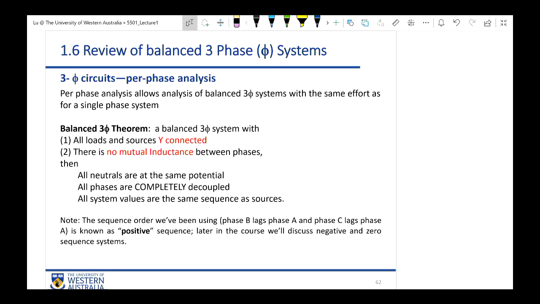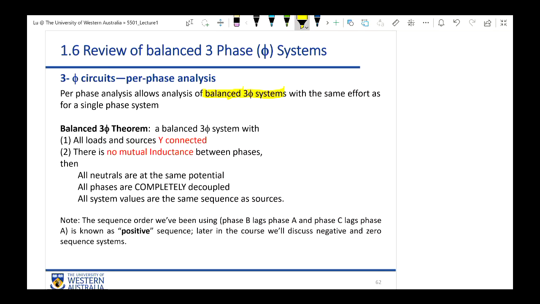Okay, let's just go through this one. Per phase analysis allows analysis of a balanced three-phase system. So always remind yourself that it must be balanced, with the same effort as for a single-phase system. The balanced three-phase system has all loads and sources Y-connected. A moment ago in the review, we mentioned that there are two different connection patterns. One is a Y connection, the other is a delta connection. But we have a way, which will be introduced later in this lecture, to convert the delta connection pattern to a Y pattern.